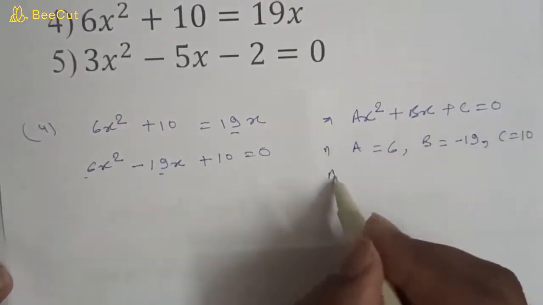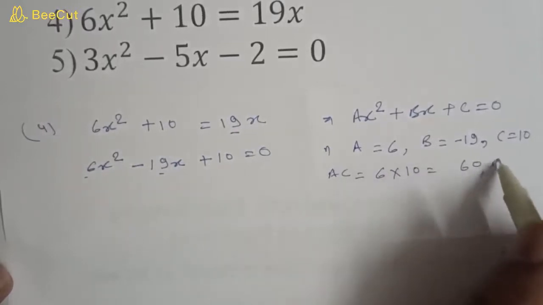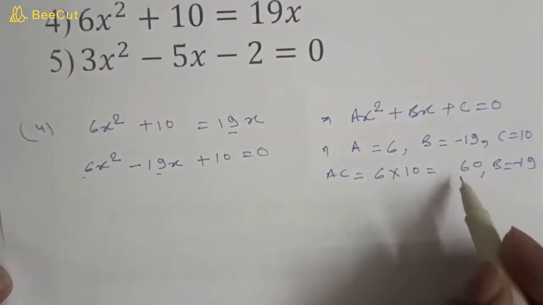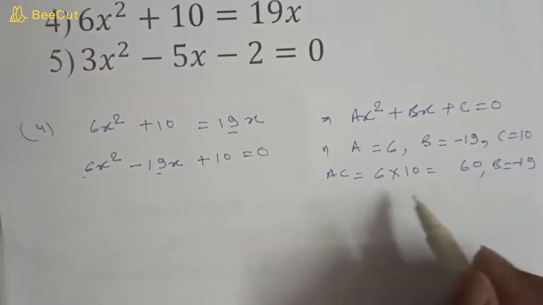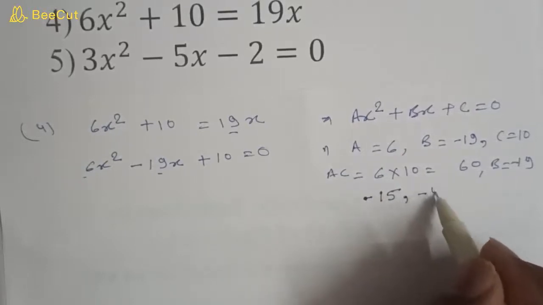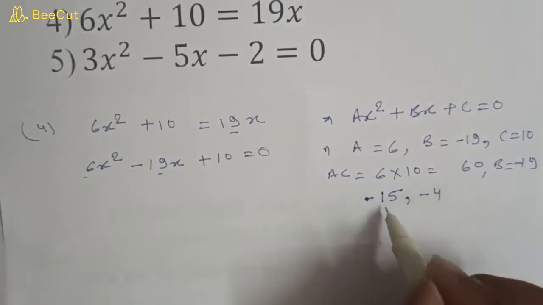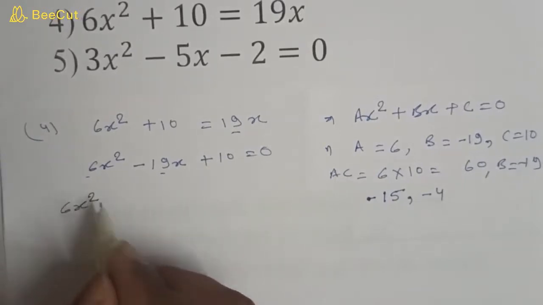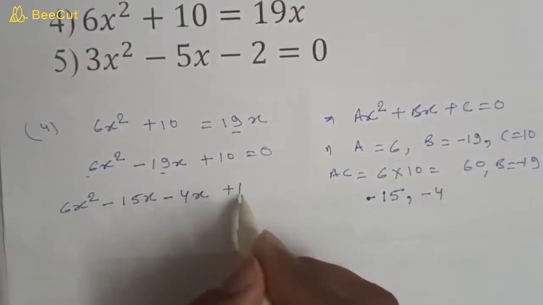So we will write ac, which is equal to 6 into 10 is equal to 60, and b is already minus 19. So we have to find two numbers such that if we multiply them, then we will get 60, and if we add them, then we will get minus 19. So these two numbers are minus 15 and minus 4. If we multiply minus 15 and minus 4, then we will get 60, and if we add them, then we will get minus 19. So we can write it as 6x square minus 15x minus 4x plus 10 is equal to 0.